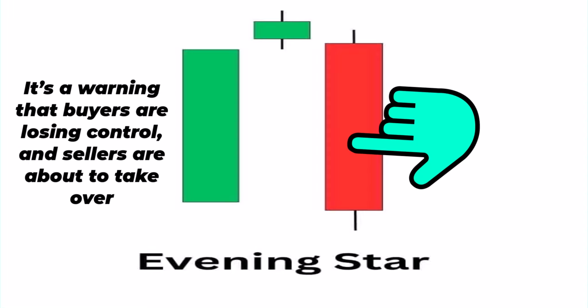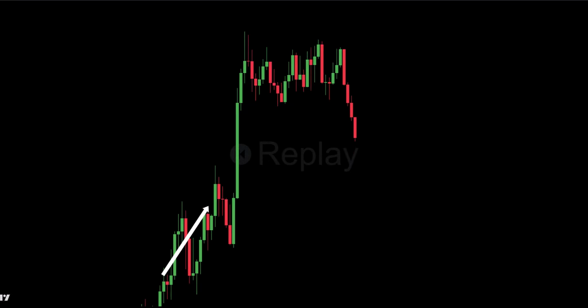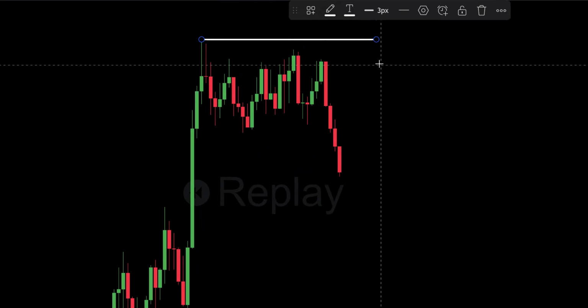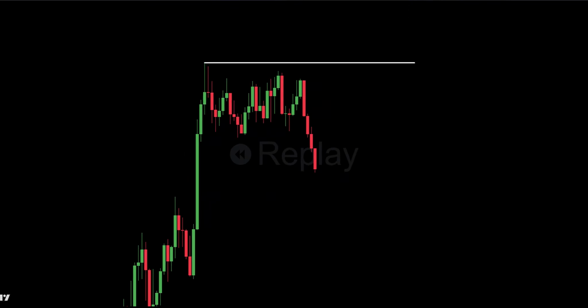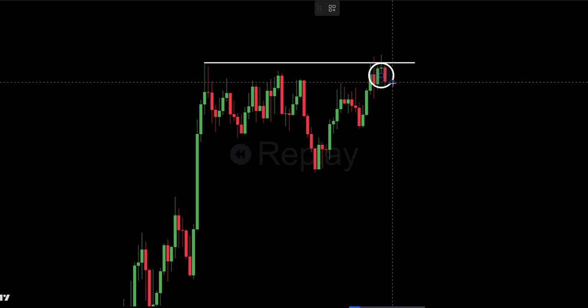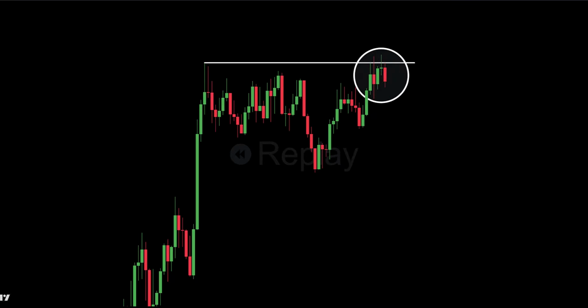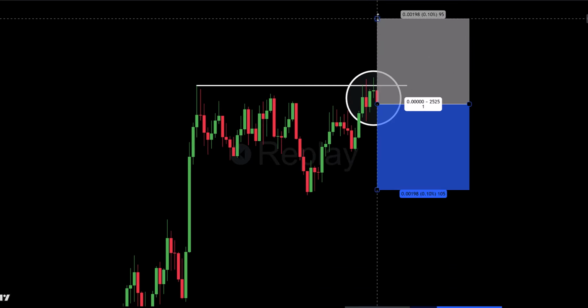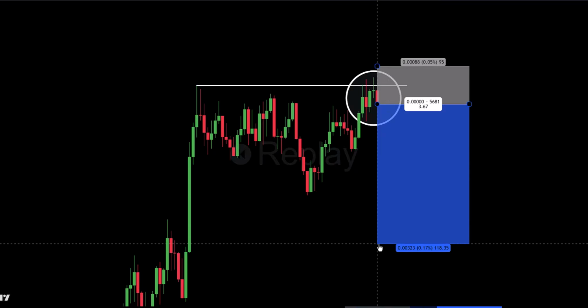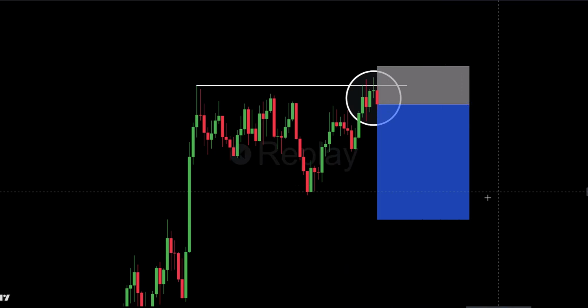Let's see how the evening star looks in the real market. Price is trending up and we spot a significant high that hasn't been touched yet. That means liquidity is sitting there. And sure enough, price reaches up, grabs the liquidity, then immediately forms an evening star. That's our hint that a reversal could be near. Once the third bearish candle closes, we can enter short, stop above the high, and target lower levels where price is likely to head next.